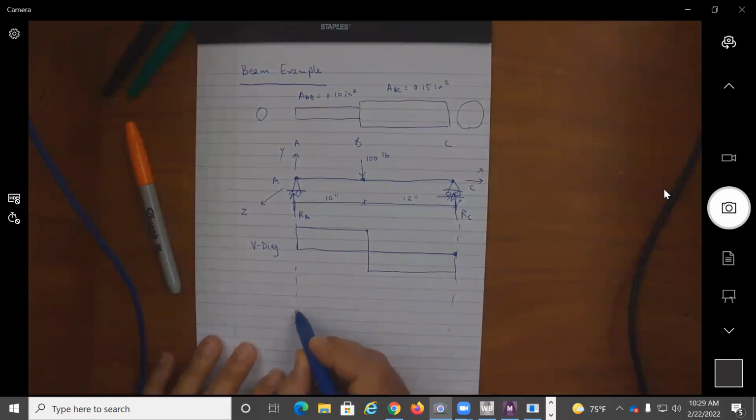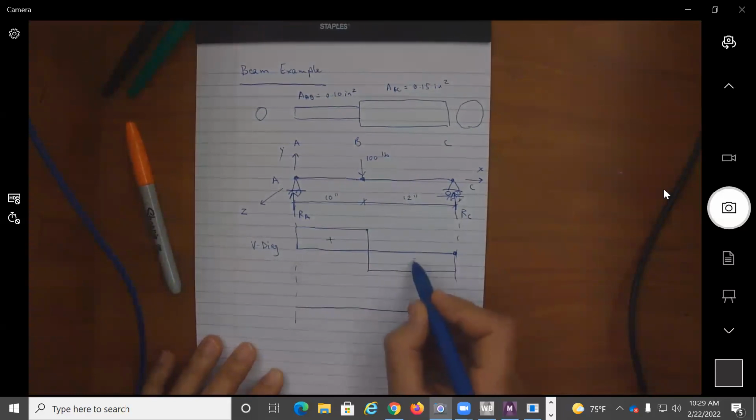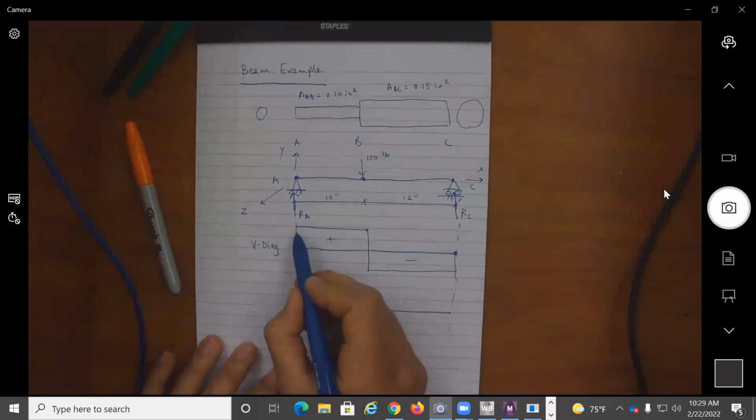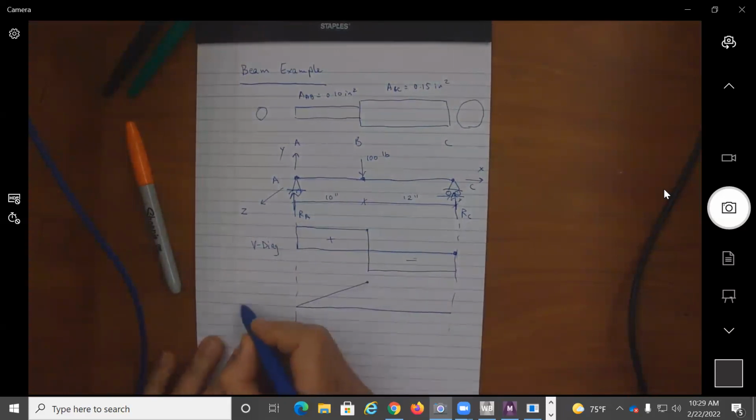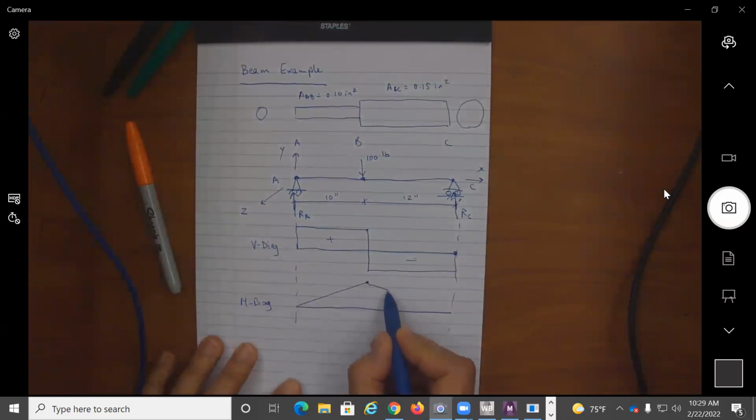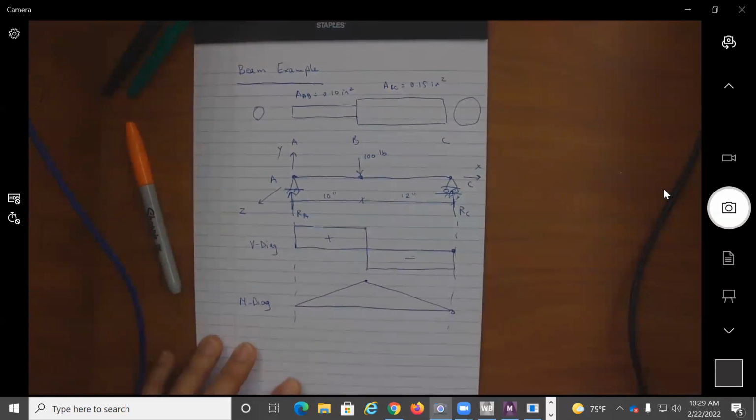And for my moment, if I have here positive shear, I have here negative. This is constant, so I have a constant slope. So this is the moment diagram. And here I also have a constant negative slope that takes me back to 0. So my moment diagram would look like something like this.